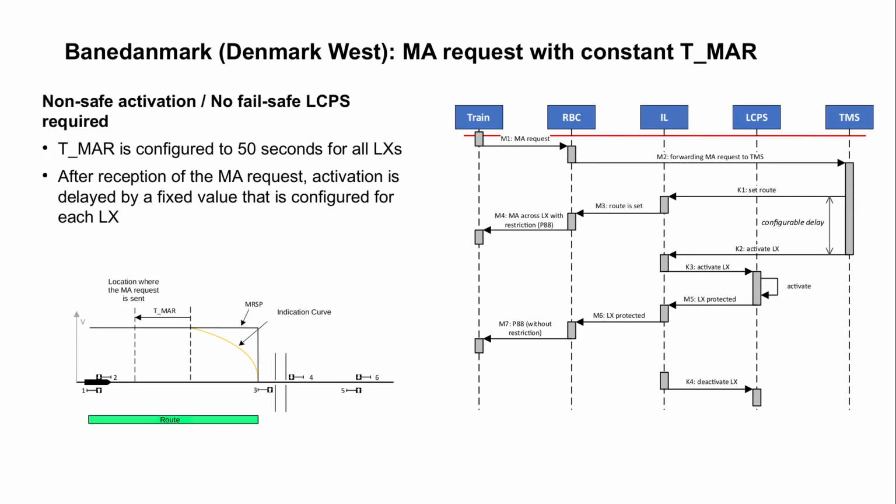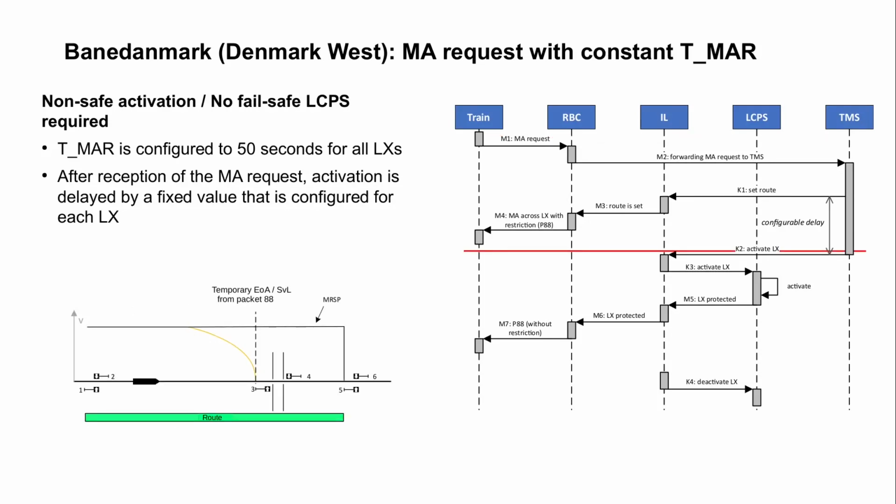As a prerequisite, a route is set up to the level crossing, and the train has a corresponding MA. When the train reaches the calculated location where the MA request is sent, the train sends an MA request to the RBC. The RBC forwards the MA request to the TMS. Then the TMS commands the interlocking to set the route over the level crossing, and at the same time it starts the delay which is configured for the level crossing. When the interlocking has set the route, it reports this to the RBC. The RBC then sends an MA across the level crossing, but with a packet 88 which contains a restriction.